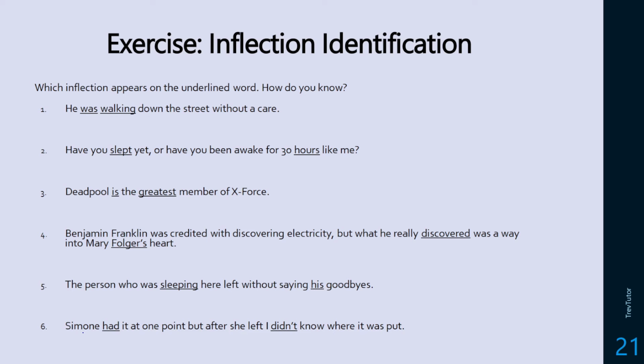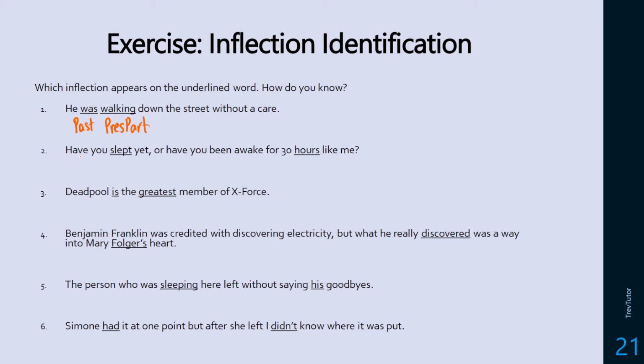So let's see which inflections appear on each of the underlined words. This is nouns, adjectives, and adverbs. Pause the video, try it yourself, and then let's do it. He was walking down the street. So was has past tense on it, and walking is progressive, it's -ing. So this has the present participle on it.